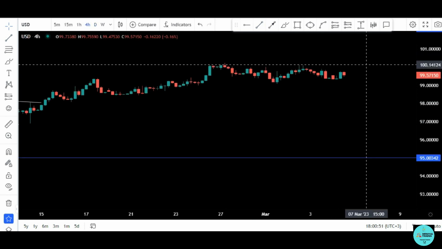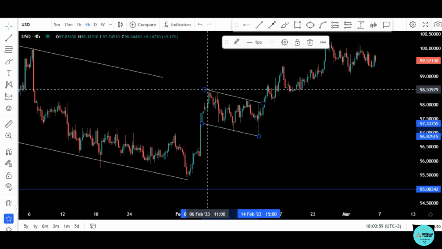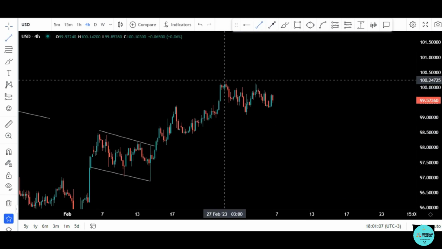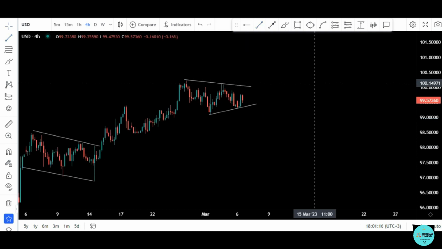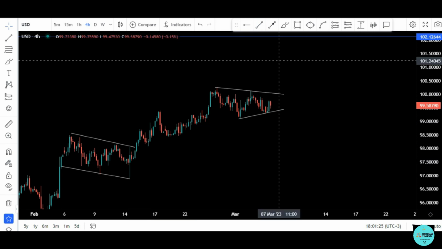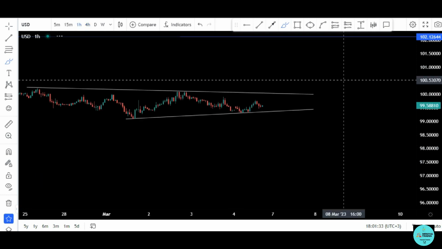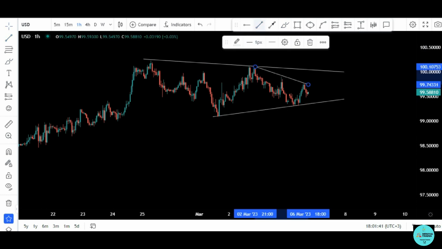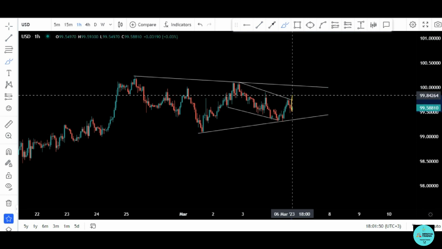Now going down to 4-hour time frame, we can clearly see that this is a large correction, and then another impulse happened here. Okay, so if we analyze what the market is doing right now, okay guys, we can see that USD is in correction now after this impulse. So what we are expecting is that, as you see here, now USD is also in correction.